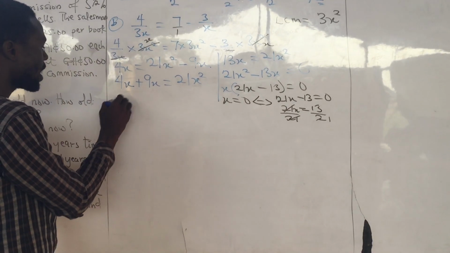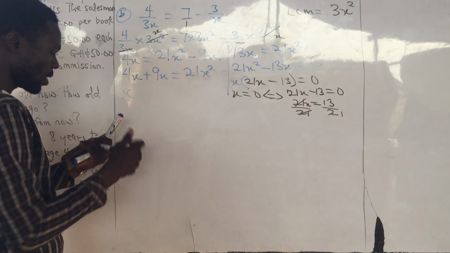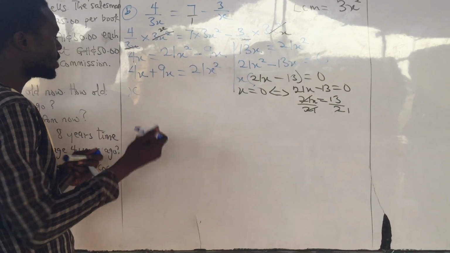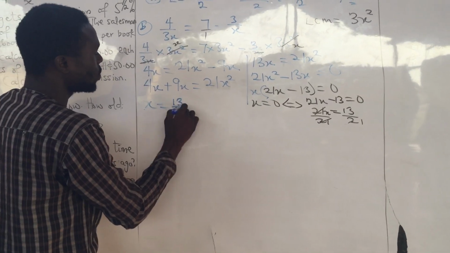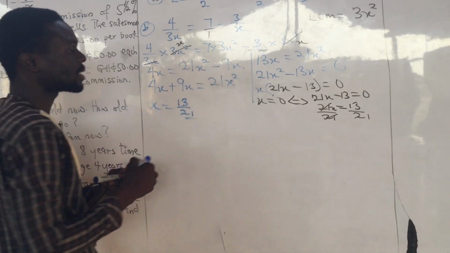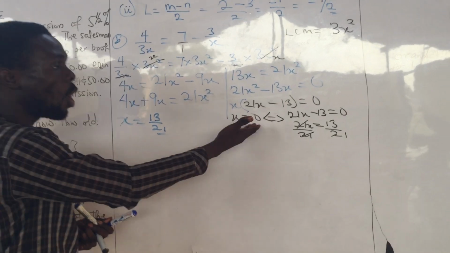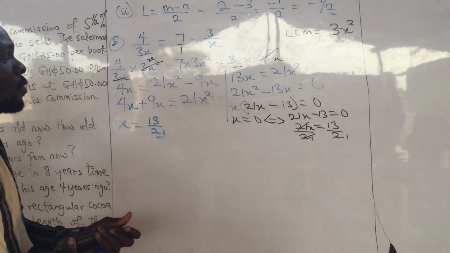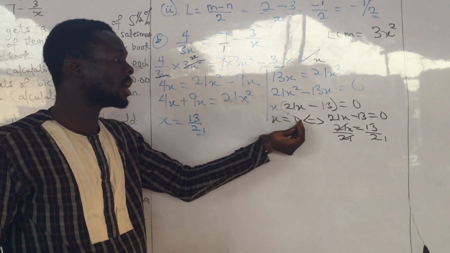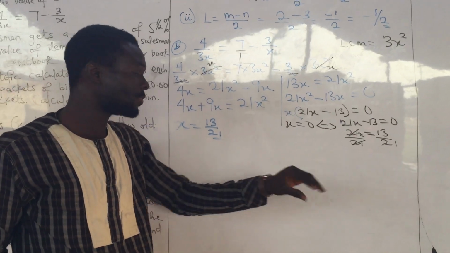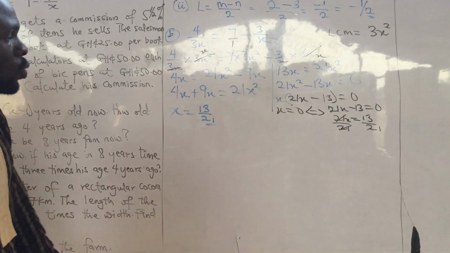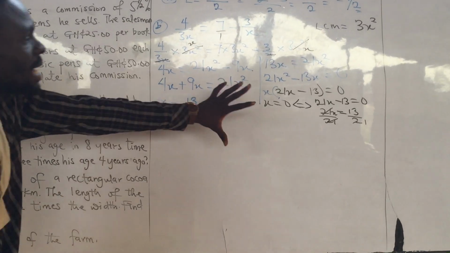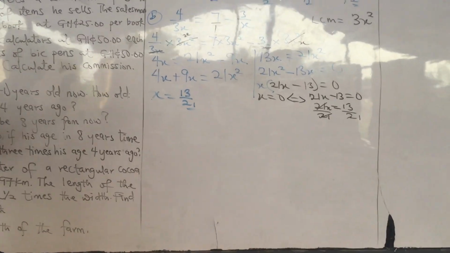So we have x is equal to 13 over 21 as our answer for x, or for 0. But since if we use 0 for x, we are going to get undefined, then x is equal to 13 over 21. So this is the answer for the B.